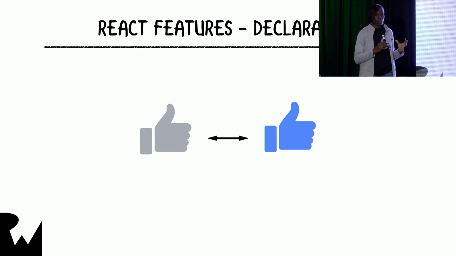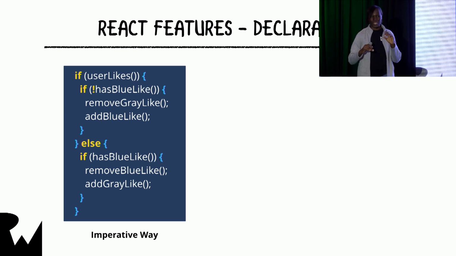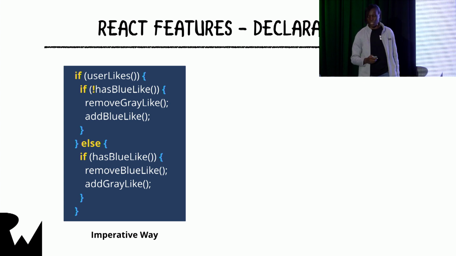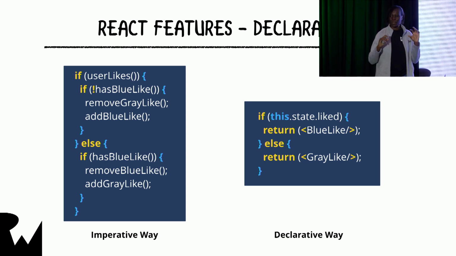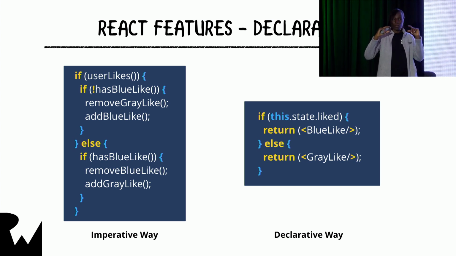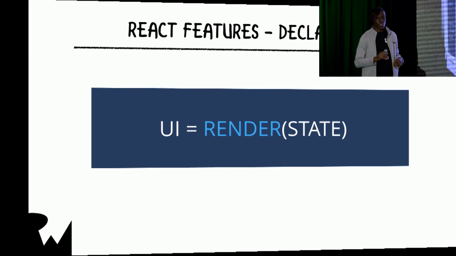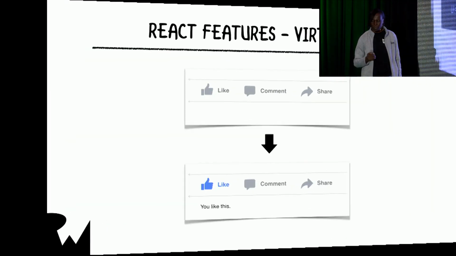So what does that mean? If you want to go from, say, a gray to a blue like, you could write code that looks something like this. What you're saying is, if there is a blue like, I want to put a green like, and all those. It's a lot of instructions that are going on. Whereas if you were going to do this in a declarative fashion, you would probably just set something that says, this is what I want my UI to look like for a given state. So with React, your UI is rendered as a function of the current state.